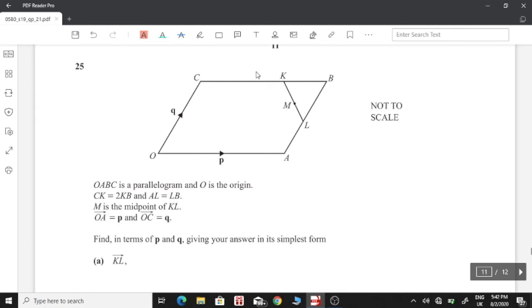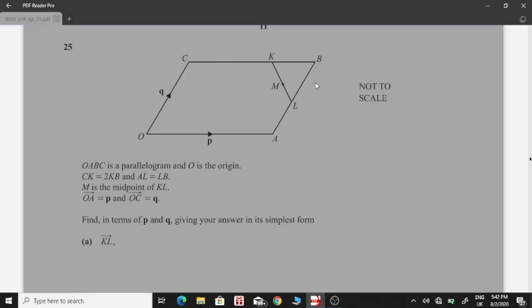Okay, so we need to find KL, and we can do it either way. We can go from K to C, CO, OA, and then A to L, or we can directly go from K to B and then B to L. So KB, let's see. CB is P since they are both parallel. So CB is equal to P.